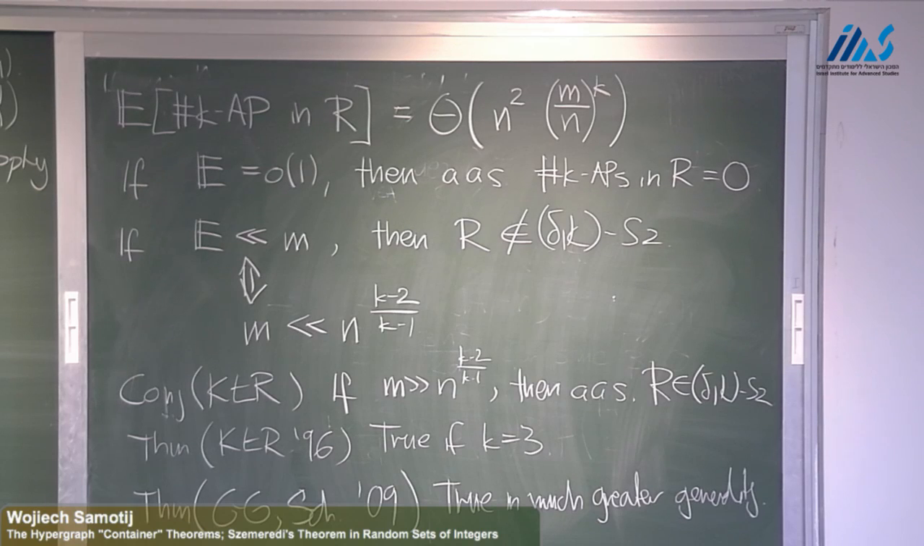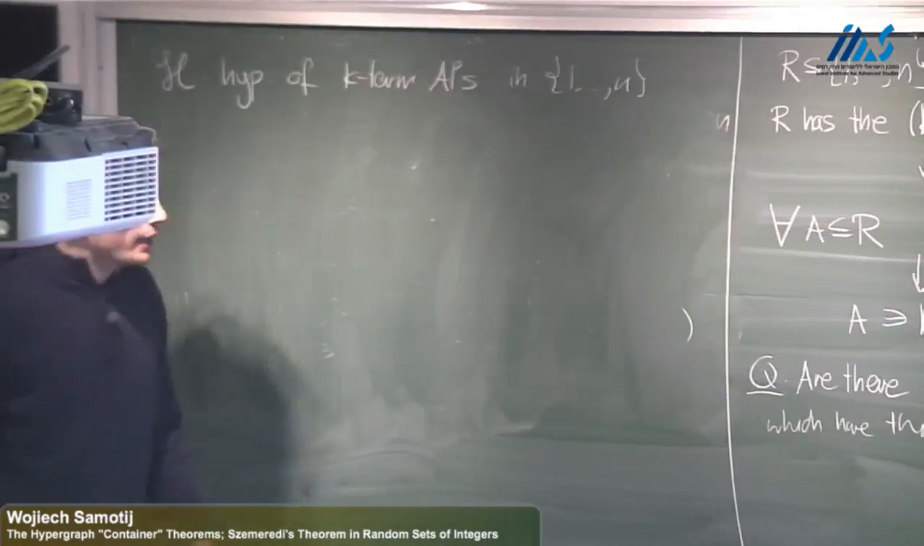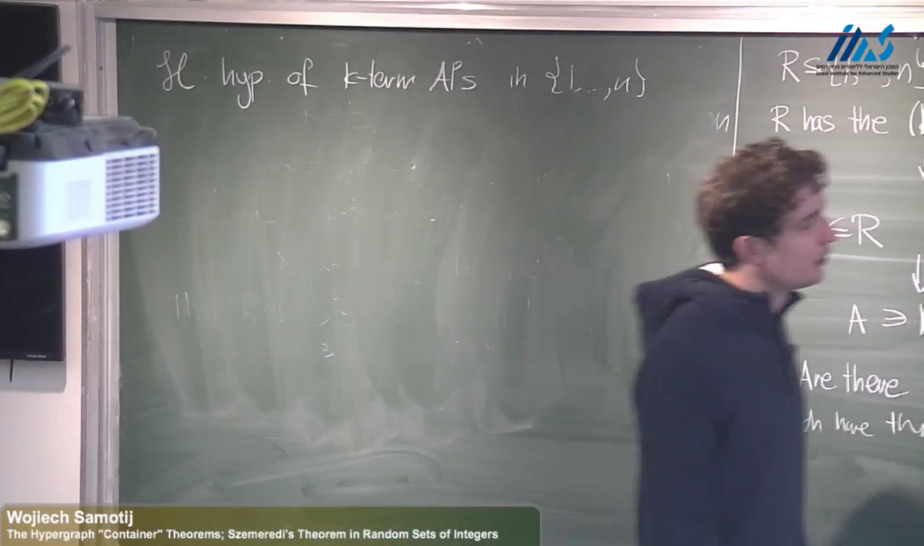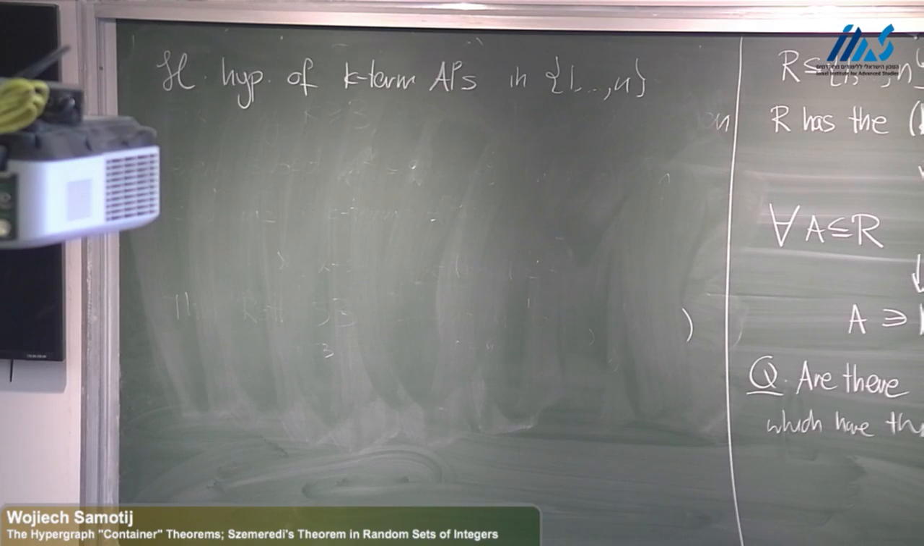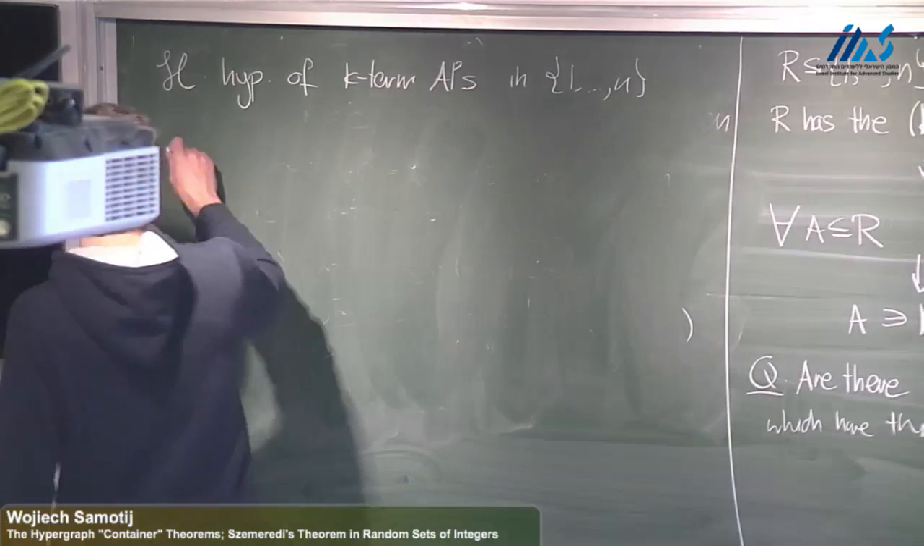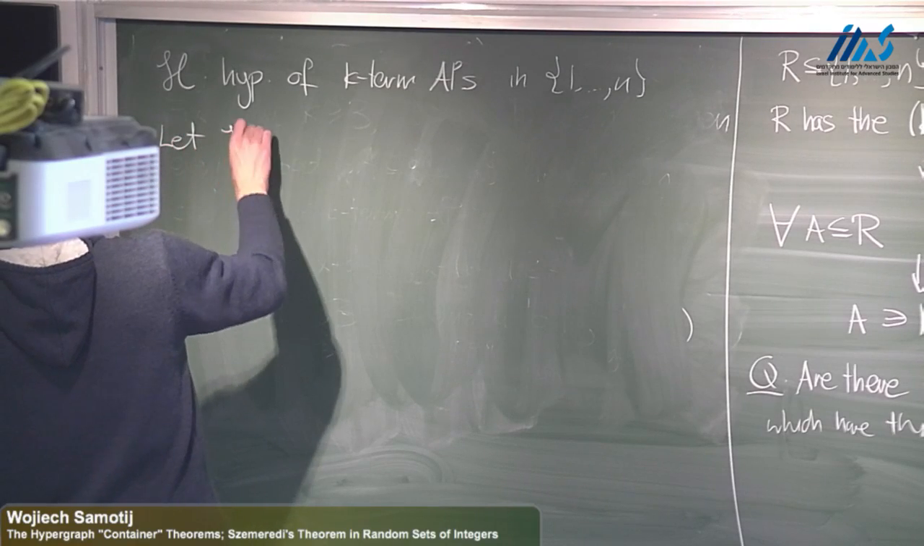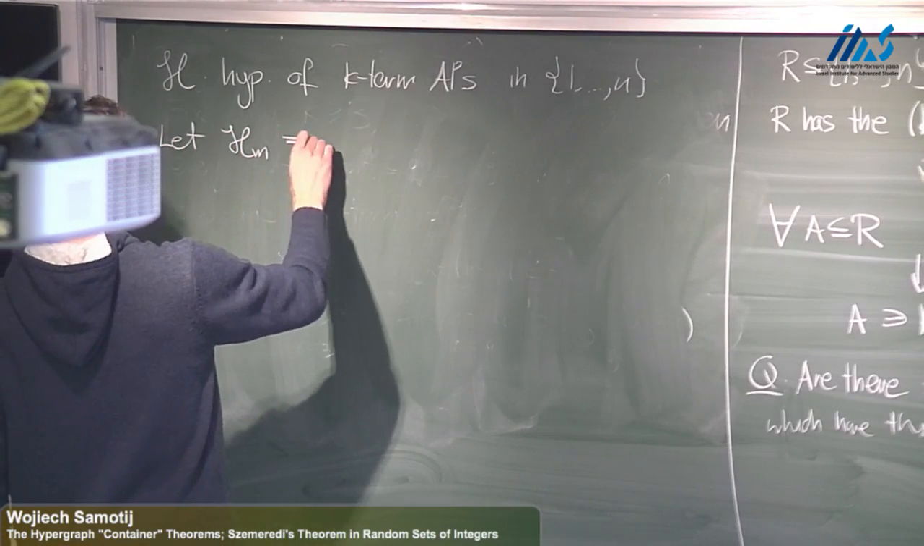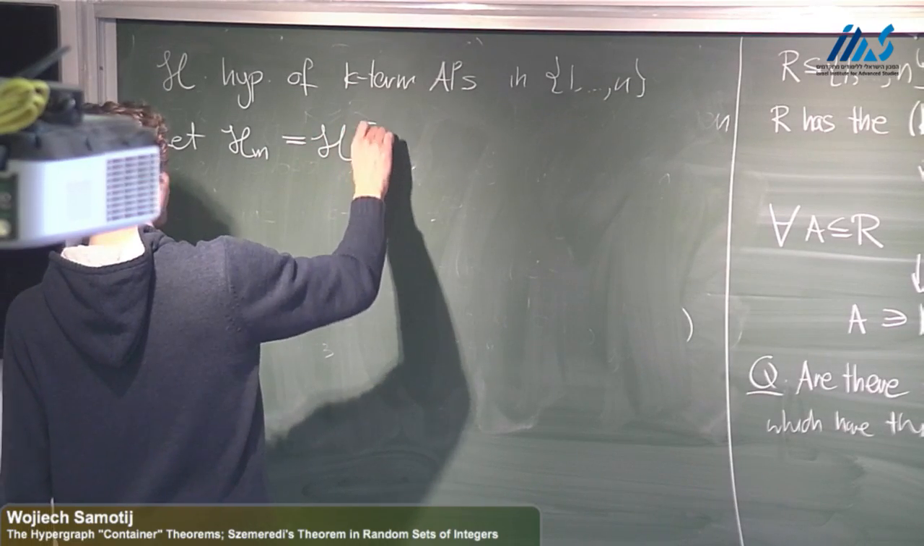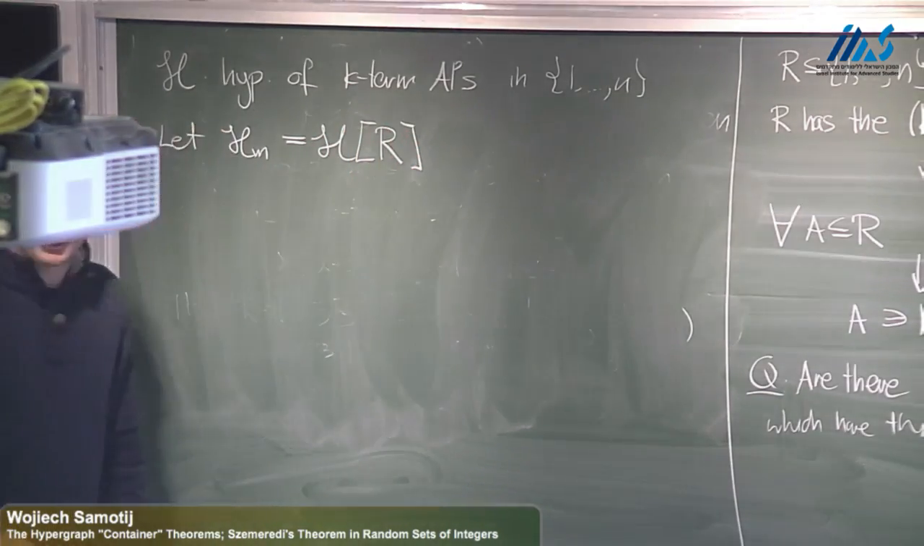So here we could just consider H, the hypergraph of k-term arithmetic progressions in 1 through n. And now this question reduces to the following. Let H_R be the subhypergraph of H induced by this random set R.